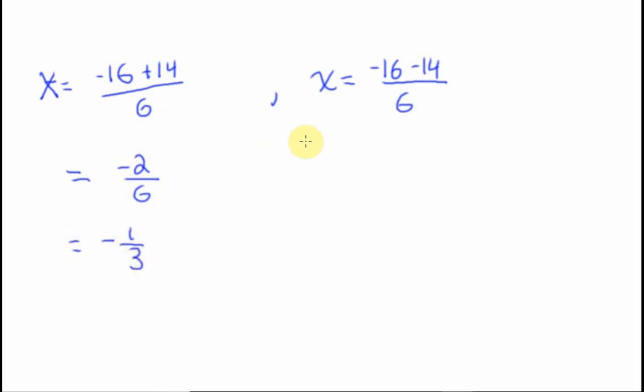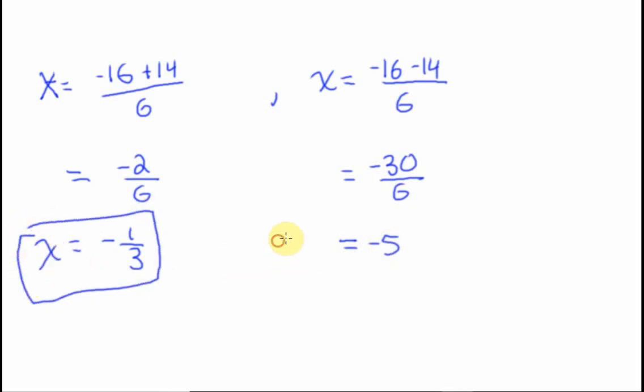That reduces. And over here, negative 16 minus 14 is negative 30 divided by 6. And that's just negative 5. So there we have x equals our two answers, negative 5 and negative 1/3. So that wasn't too bad. It wasn't too hard to use the quadratic formula.